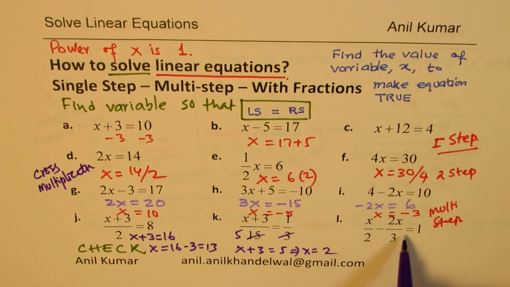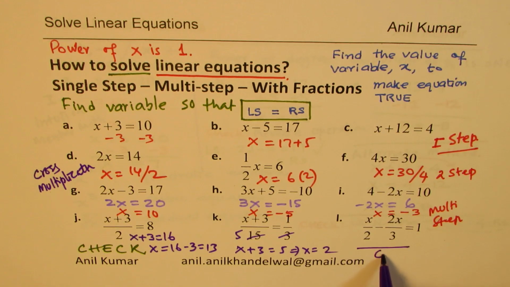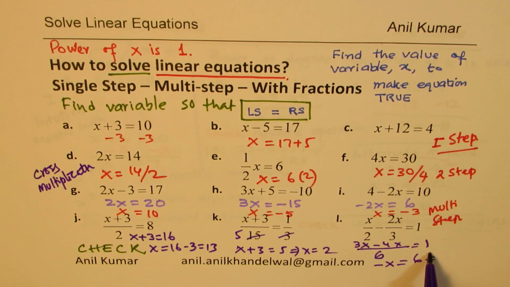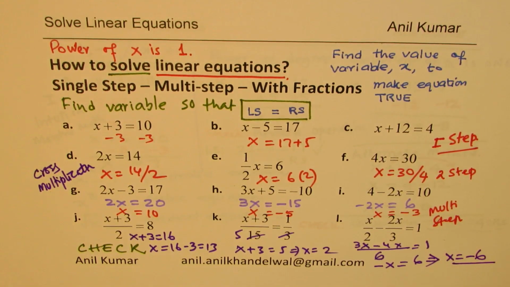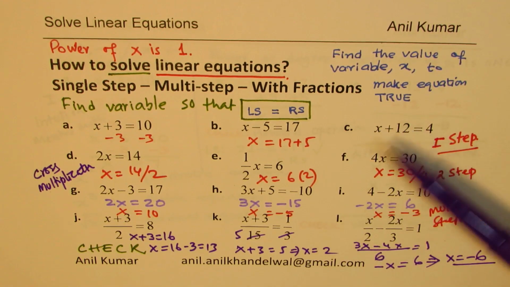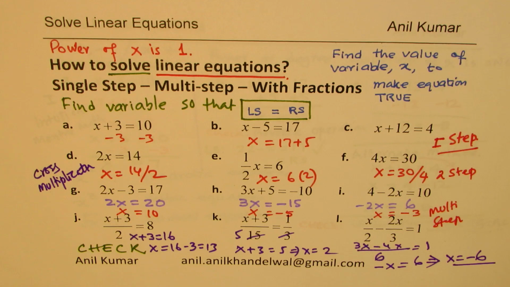In this case, we have to take a common denominator. So you could write like this. This is 6, right? Here you have 3x minus 4x equals 1. And that is minus x equals, cross multiply. And that gives you x equals minus 6. Is that clear? So in short, once you get more practice, you will be able to solve all the linear equations like this, right? So that's encouraging.